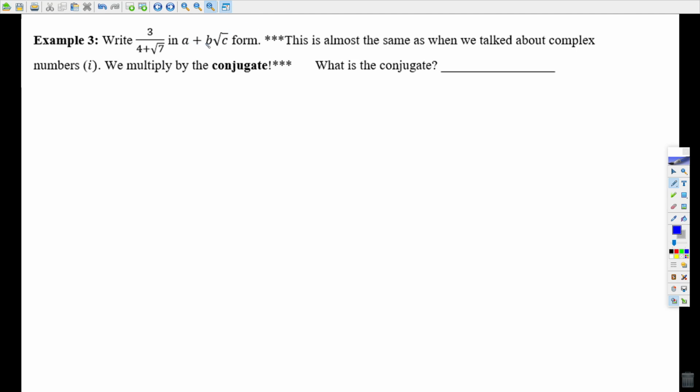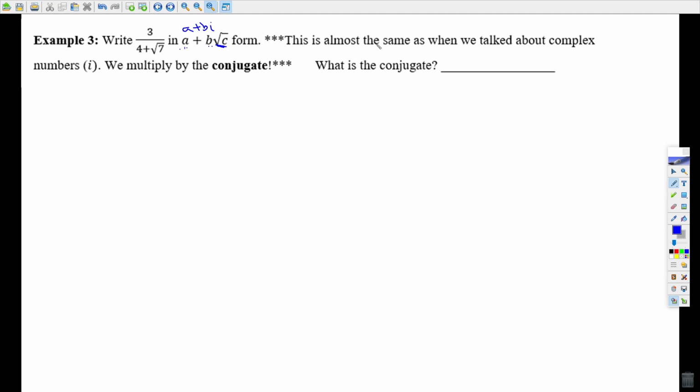We're going to put that in a plus b times the square root of c form, which you kind of familiarize yourself with, where we used to have a plus bi form, if you remember. Now we're going to have the square root of c. Don't worry about that too much. You're going to see what we get in the end.